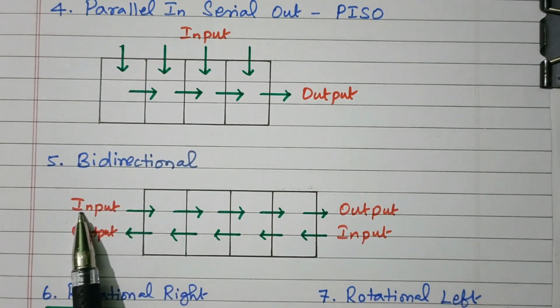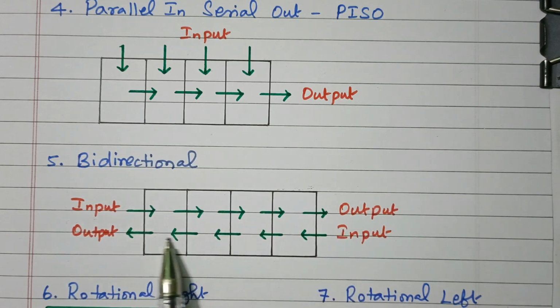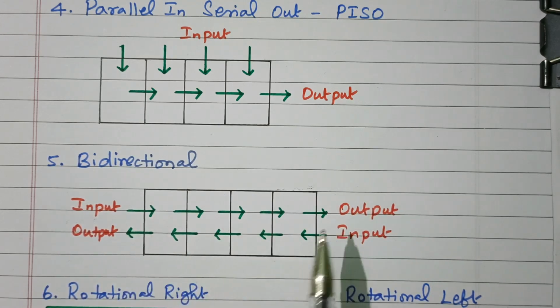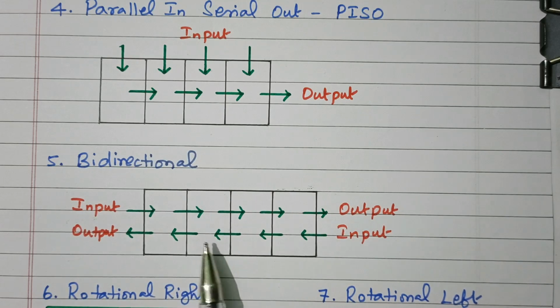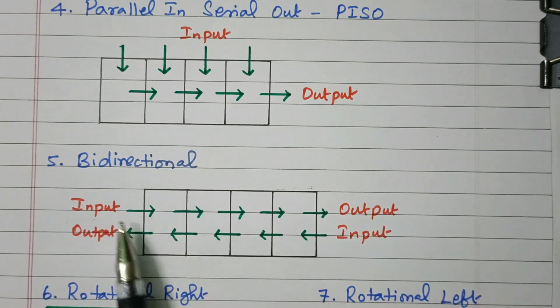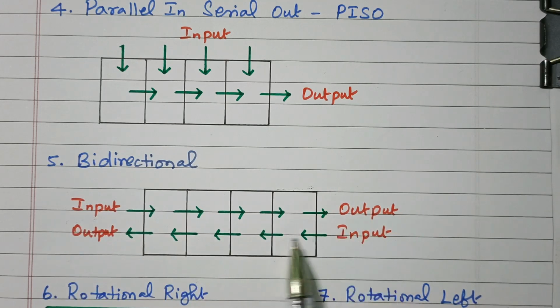In bidirectional, the data moves from right side to left side or left side to right side. Both sides are possible. Earlier we discussed only one direction, left shift register or right shift register. But this register is bidirectional. Serially we can move from right to left or left to right. So this is called bidirectional.